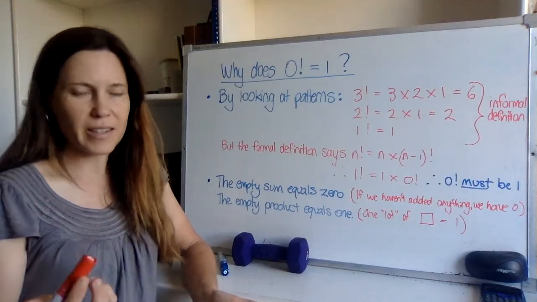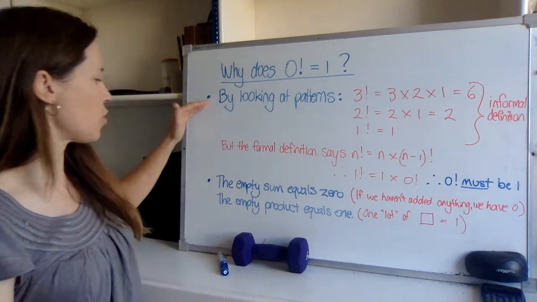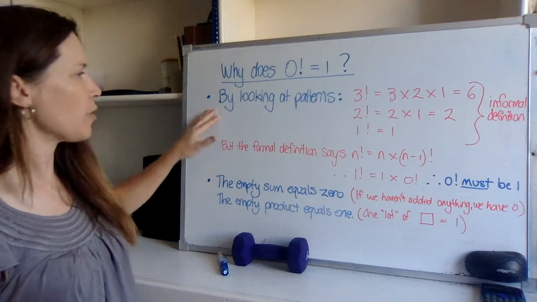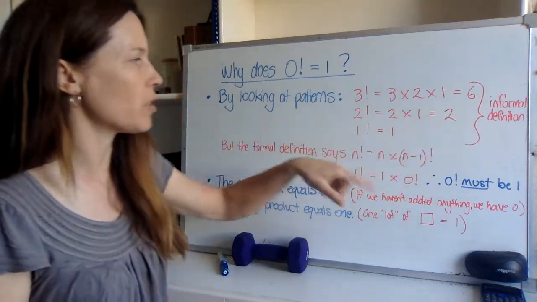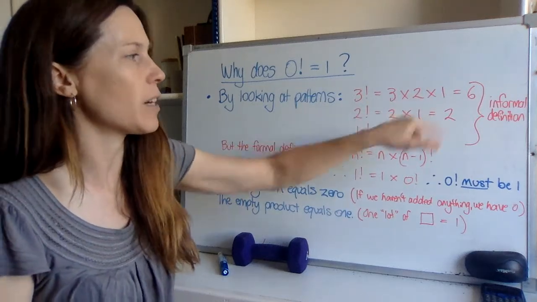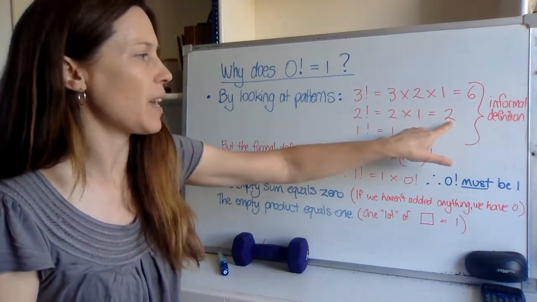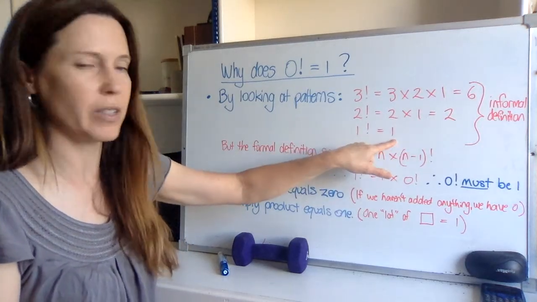Now, to understand why 0 factorial would equal 1, we can use 2 strategies. The first one says, well, let's just look at patterns. If we use the informal definition to come up with some factorials that we can clearly and easily write out, then we can work out the answers to these quite simply. And we can see that 1 factorial is just 1.